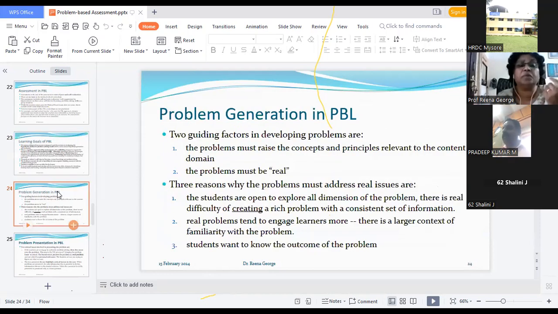Now, how will we generate a problem in PBL? There are 2 guiding factors in developing problems. The first one is that the problem must be real. You cannot proceed with cooked up problems or imaginary problems. If the students have to internalize the problem or feel the problem, it should be real. That is one guiding factor for developing a problem. The other one is that the problem must raise the concepts and principles relevant to the domain. Sometimes that will be your cognitive domain or psychomotor domain or affective domain. Whatever concepts and principles are necessary for that particular domain must be raised, or kindled, by the problem. So these are the only 2 factors which guide the development of a problem.